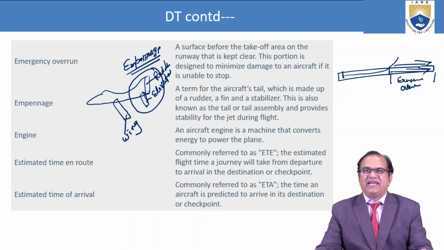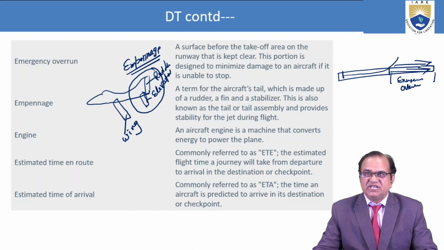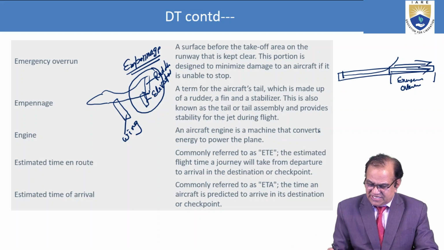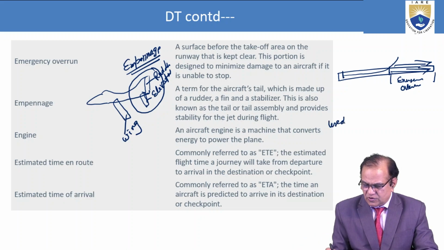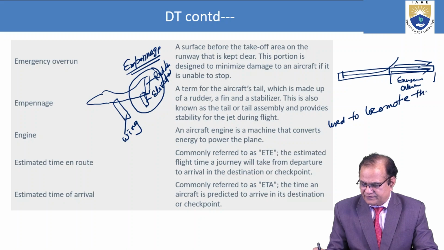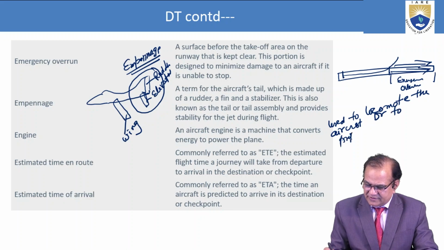Engine. An aircraft engine is a machine that converts energy to power the plane. So these engines are used to locomote the aircraft, or to propel the aircraft.